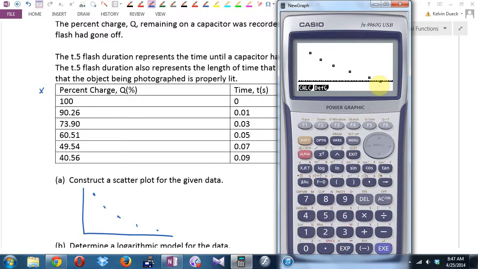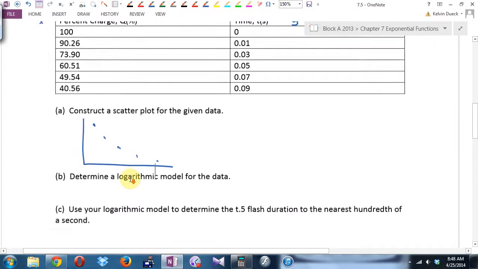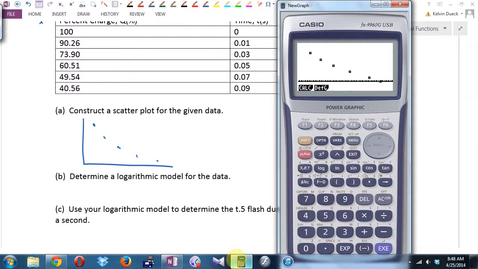So part B says determine a logarithmic model. Find an equation. So how do I find an equation? How do I do a regression? What do I do now? Okay, calc.